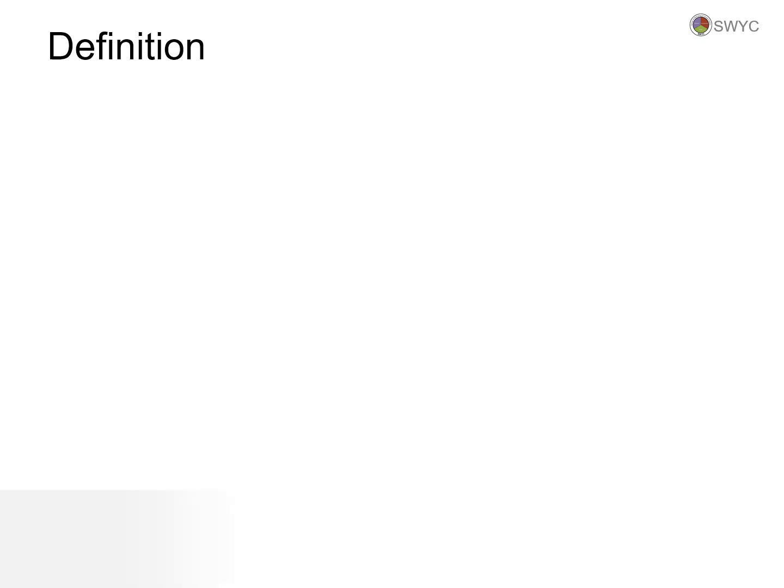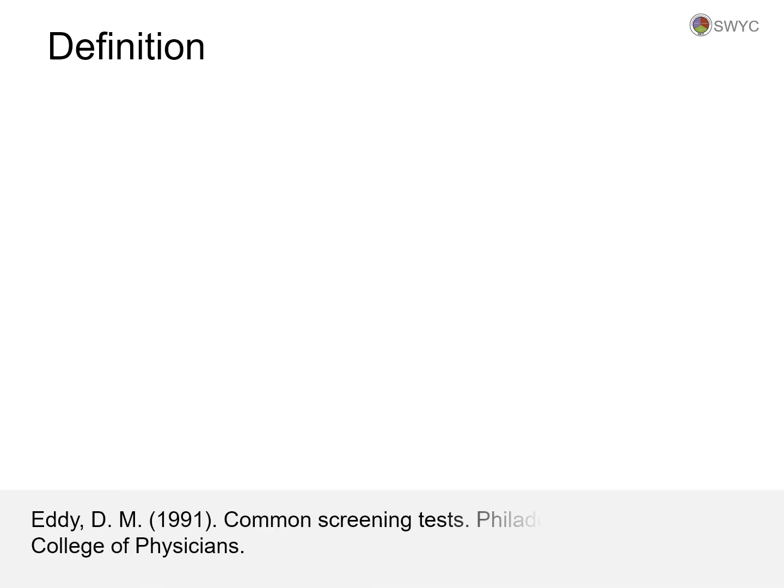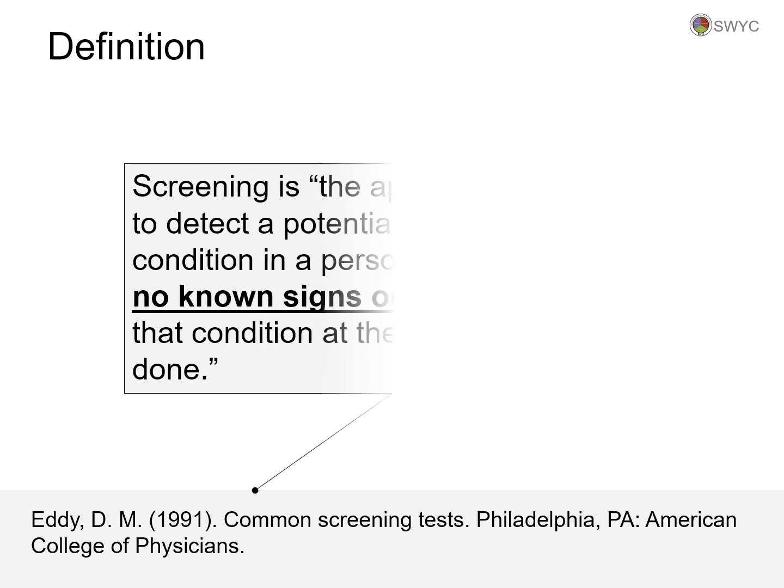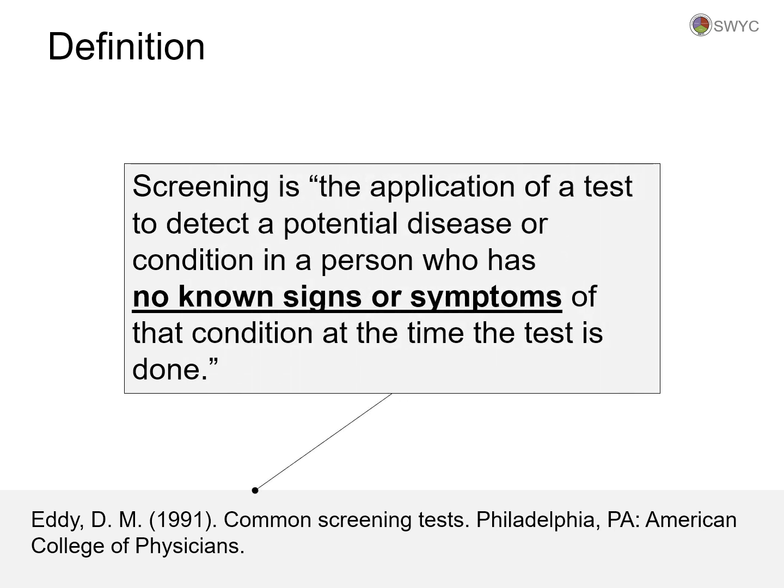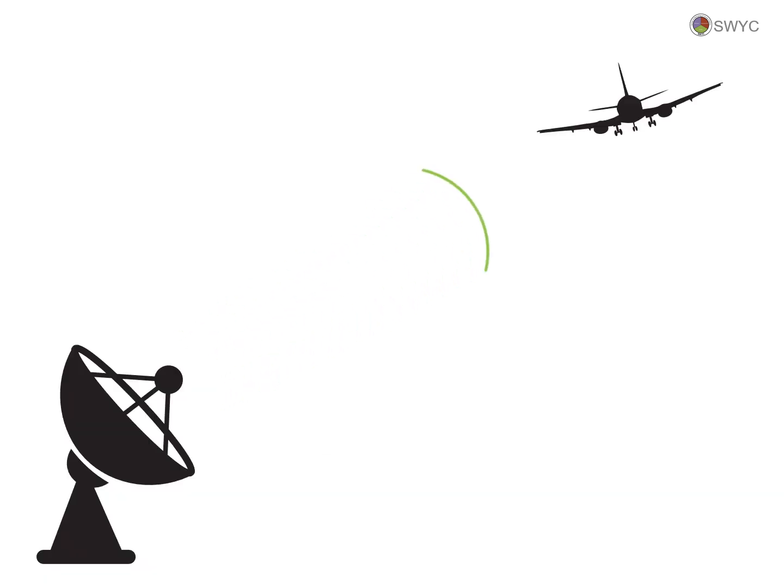In his book, Common Screening Tests, David Eddy defined screening as the application of a test to detect a potential disease or condition in a person who has no known signs or symptoms of that condition at the time the test is done. In this sense, screening works a lot like radar. Just as radar is designed to detect flying objects like airplanes long before they can be seen or heard, screening is designed to detect a potential disease long before a person has any signs or symptoms.